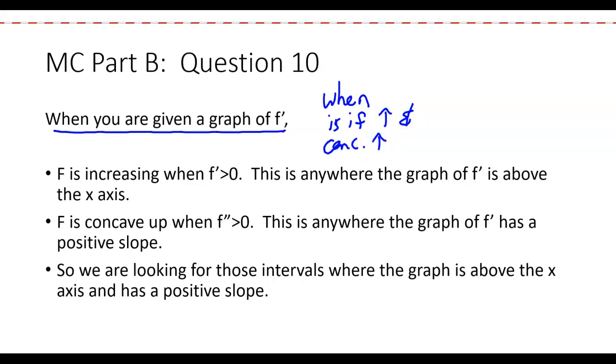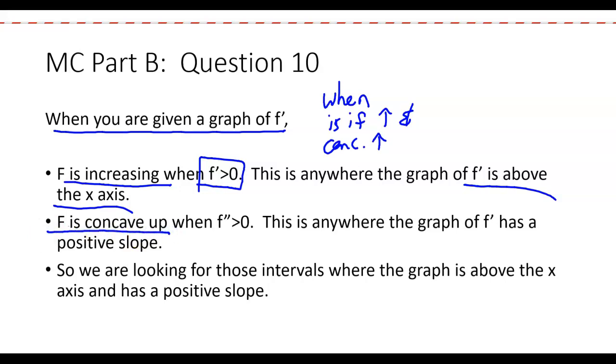So when is f increasing and concave up? Well, f is increasing when the first derivative is greater than 0. Now, since this is a graph of the first derivative, that means anywhere f prime is above the x-axis. Okay?